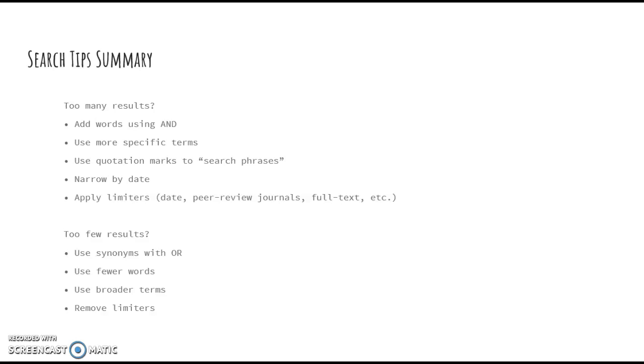So search tip summaries. If you have too many results, add words using AND, aka a Boolean operator, and then use more specific terms. Use quotation marks to search phrases. Narrow by date and apply limiters such as date, peer-reviewed journals, full text, etc. If you have too few results, use synonyms with the Boolean operator OR. Use fewer words, use broader terms, and remove limiters.